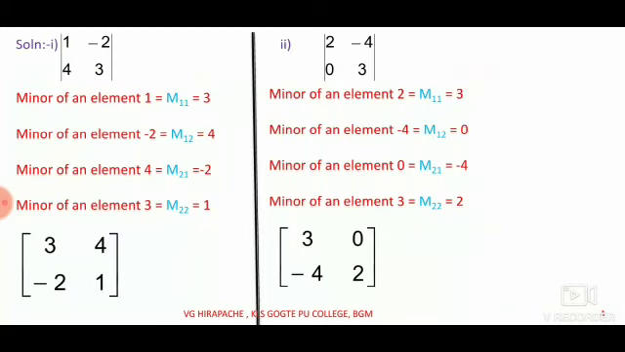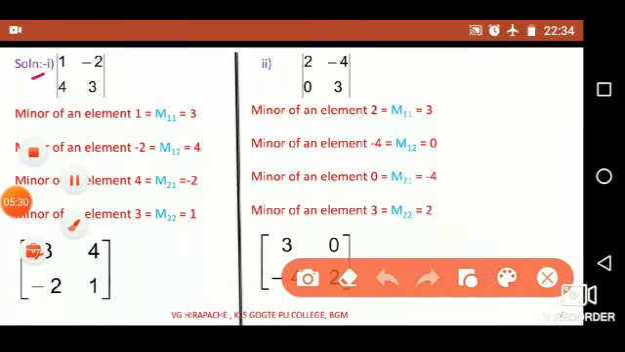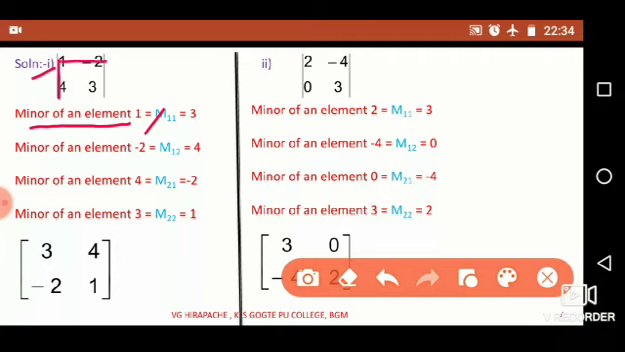Solution for the first question. The given determinant contains the elements 1, minus 2, 4, 3. Therefore, the minor of each element is given as follows. The minor of the element 1, denoted by the notation capital M11, where the suffix 11 indicates the first row, first column. Deleting the row and column consisting of 1, the minor of 1 is 3.